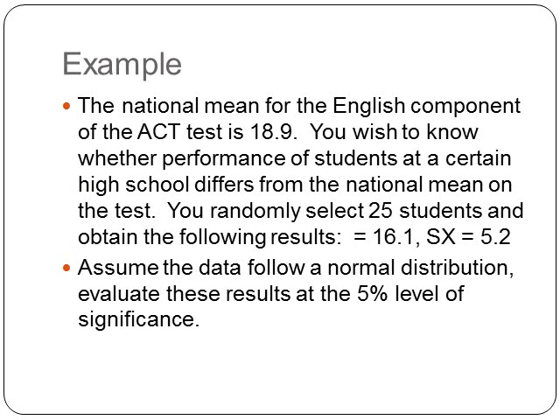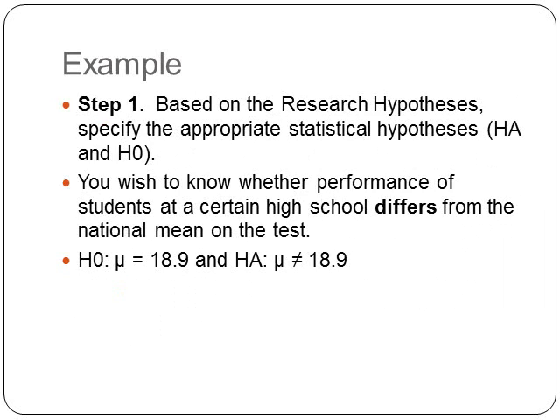So as an example, the national mean for English component in the ACT might be 18.9. You want to see if your school is different. You randomly select 25 students, you get a value of 16.1 with a standard deviation of 5.2. You could use an alpha of 0.05 and compare that 18.9 to 16.1. Step 1, well, we would take our research hypothesis. You wish to know whether performance of students at a certain high school differs. So you just want to know that it's different, not higher or lower, just different than 18.9, the population value.